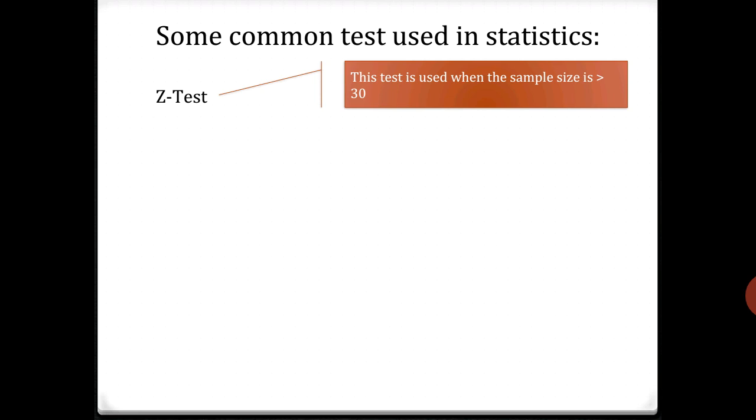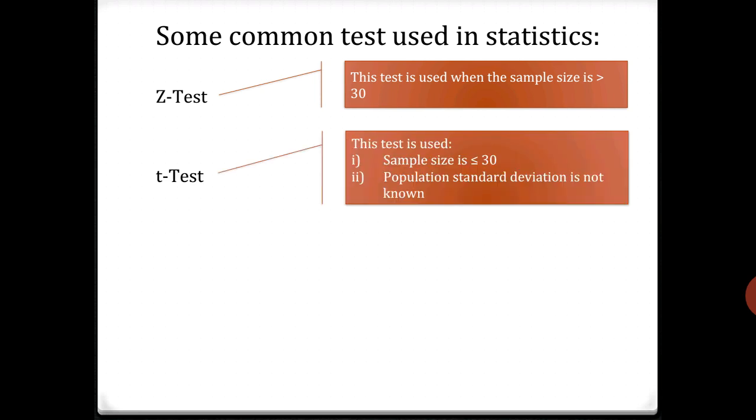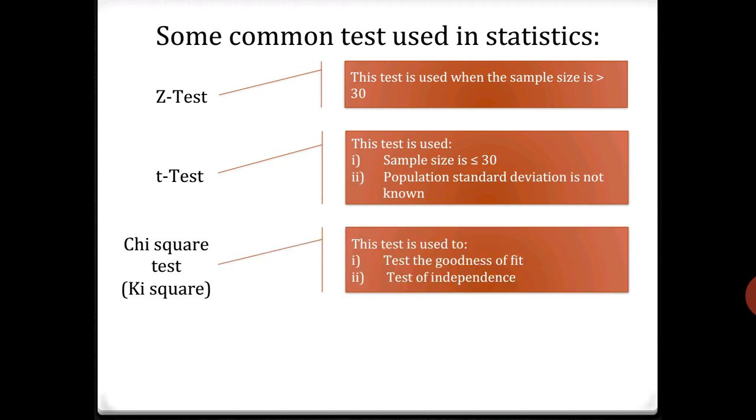Next, there are some common tests which are used in statistics. The first one is the Z test. This test is used when the sample size is greater than 30. In the second case, the T test is used when the sample size is less than or equal to 30. Also, if the population standard deviation is not known, then in that case also we use the t-test.